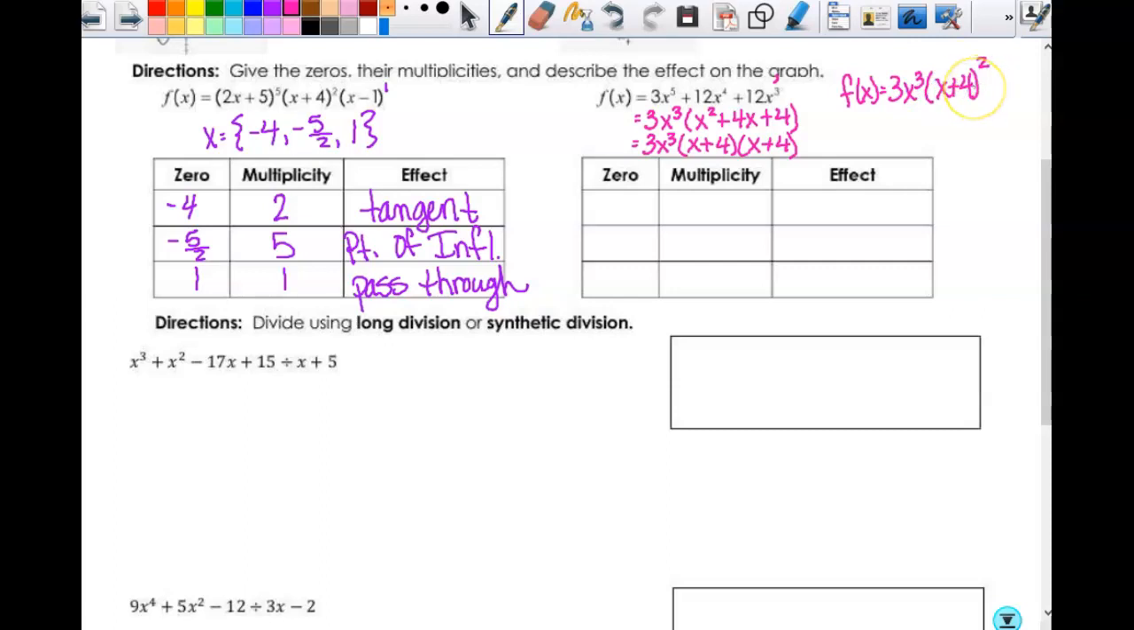Then you can see your multiplicities like you do over here. This is my fully factored form. My zeros are -4 and 0. The multiplicity for -4 is 2. The multiplicity for 0 is 3. So that means this is tangent, and this is a point of inflection.